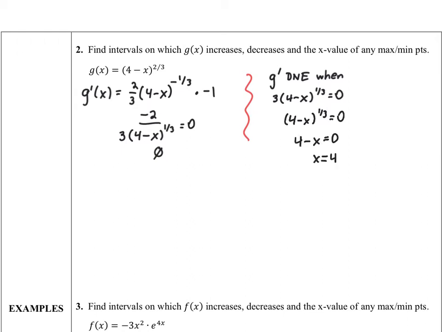and I get a critical value of x equals 4. So that's my one and only critical number. And that's the number that I'm going to put on my sign chart. I have two intervals that I need to test.